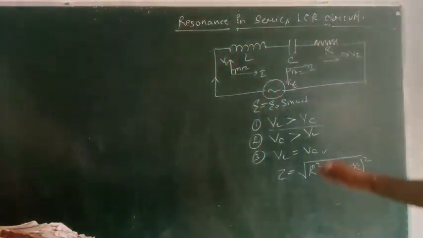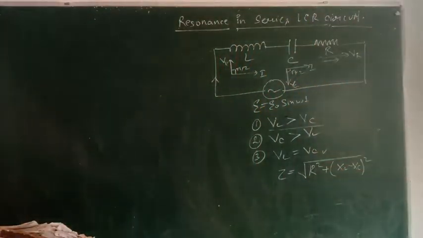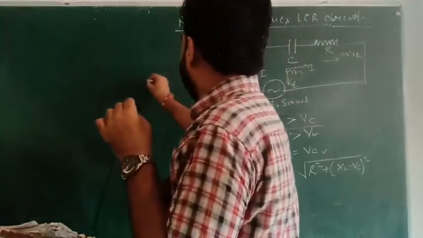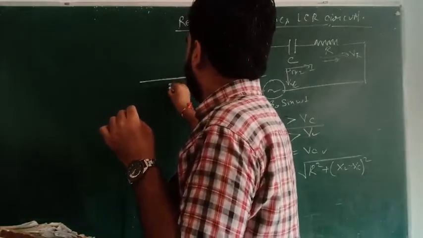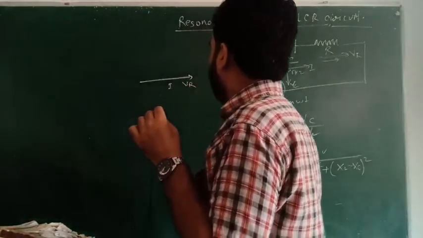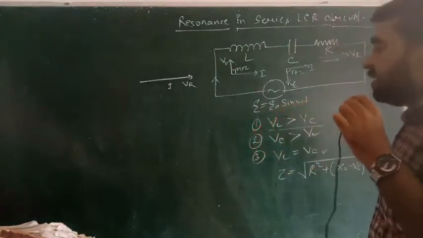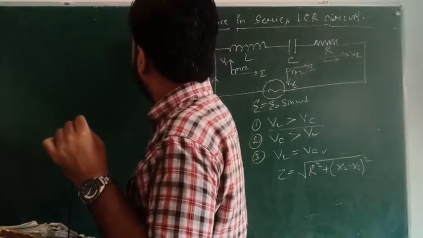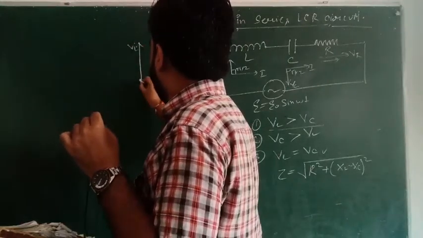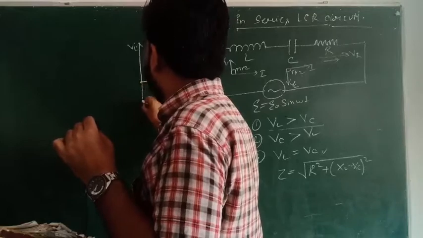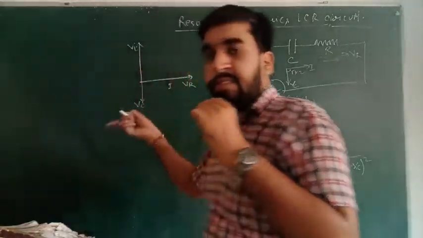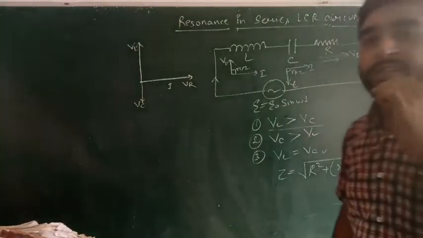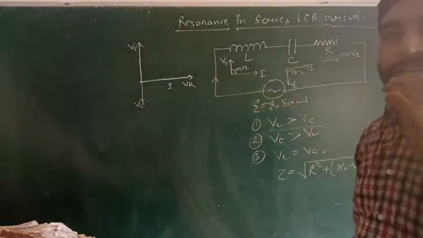We have already plotted the phasor diagram for the series LCR circuit, if you remember. What have we done? Suppose this is the current, and VR is in the same direction, and the voltage of the inductor is leading, so this is going to be VL. The voltage of the capacitor is lagging the current, so this is VC. The overall voltage of the circuit is indicated.